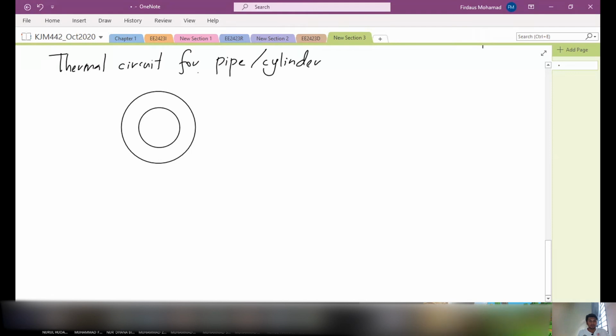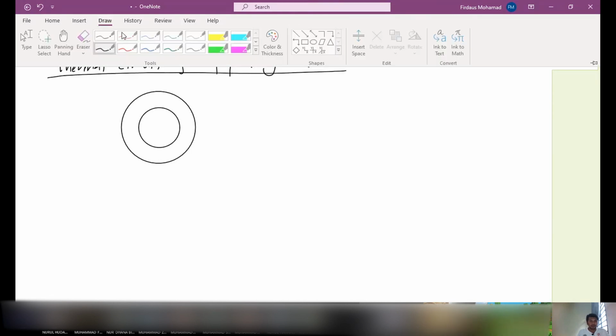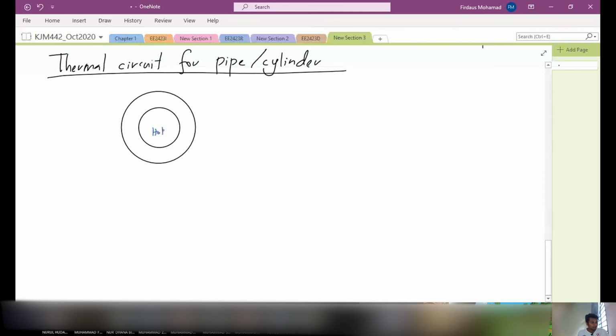Okay, so let's say inside this pipe you have flowing hot water. At ambient temperature, hot water, and then you have h, the convection heat transfer coefficient. And then for the inner pipe you have temperature 1, and then temperature 2 for the outer pipe. From here, you will get R1, and then this will be R2.